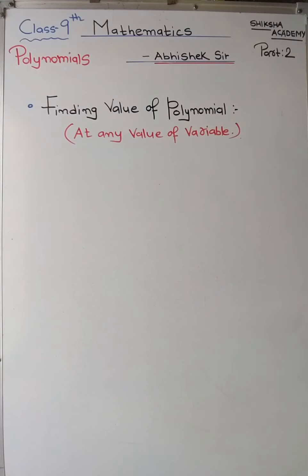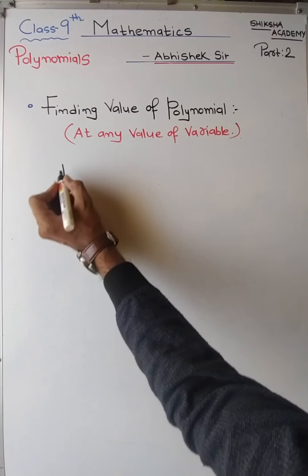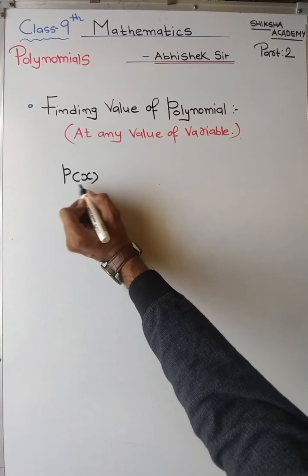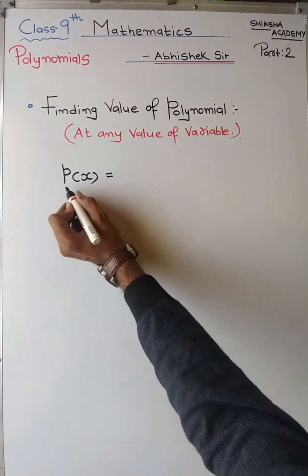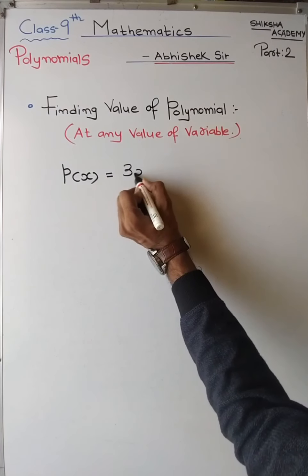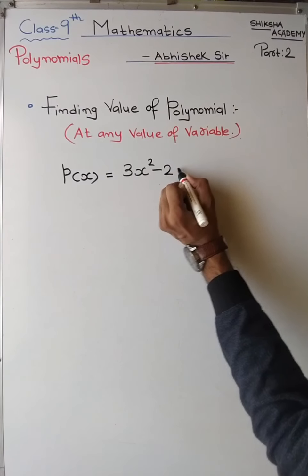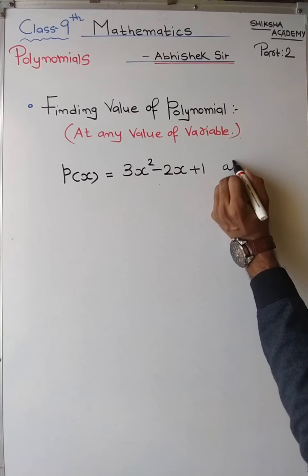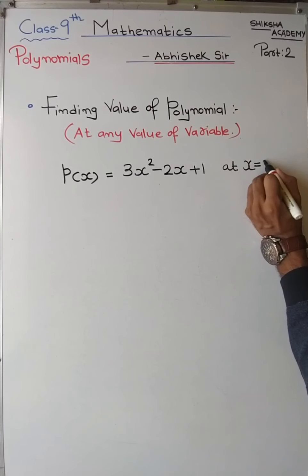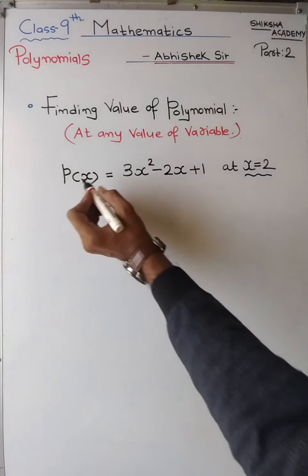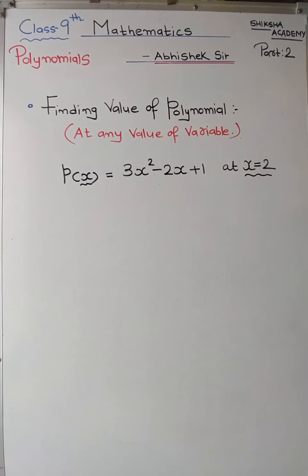So for that we have to take a random example. Let us take polynomial of variable x or polynomial in variable x. So this is how you will denote any polynomial. Let us take a polynomial 3x square minus 2x plus 1. Okay, and let us find its value at x equals to 2. Clear? So what we have to do is to replace the variable with this value.